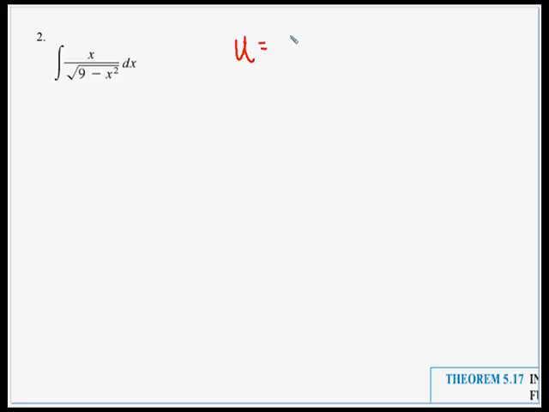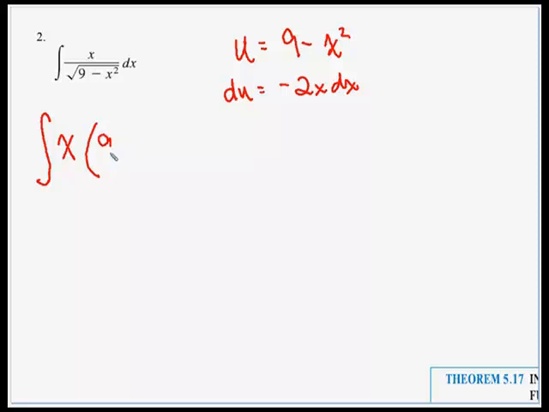Maybe u equals 9 minus x squared. If that is the case, then the derivative du would be negative 2x dx. Maybe this will be easier to integrate if we rewrite it with a rational negative exponent. So there's our numerator, and then our denominator we could change into a 9 minus x squared quantity to the negative 1/2 dx.